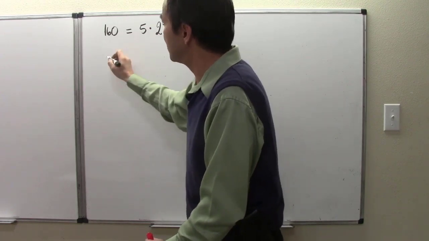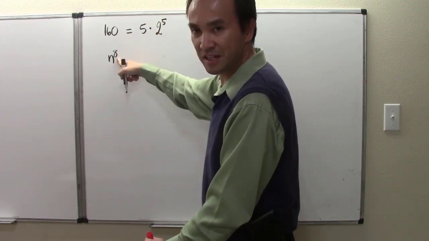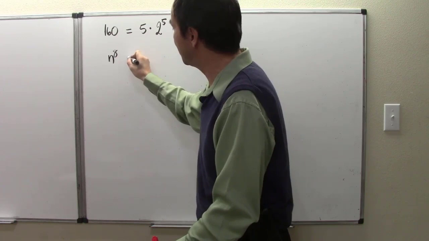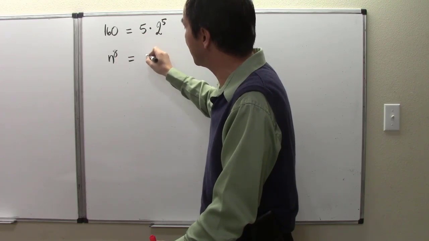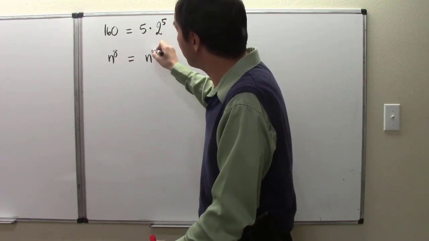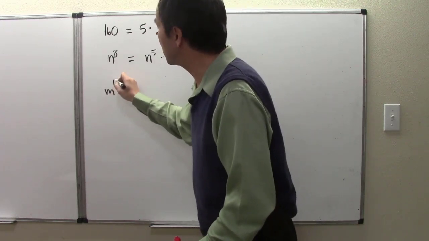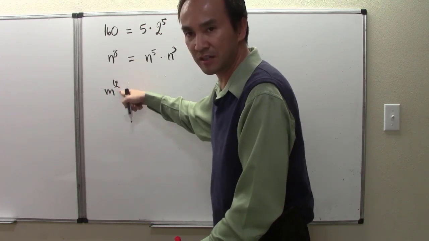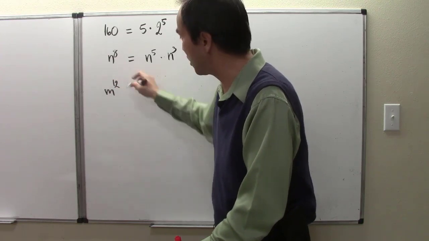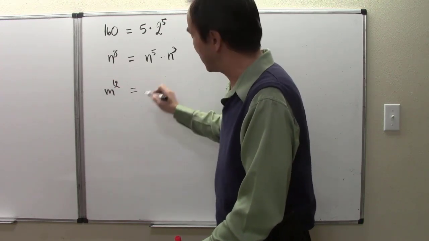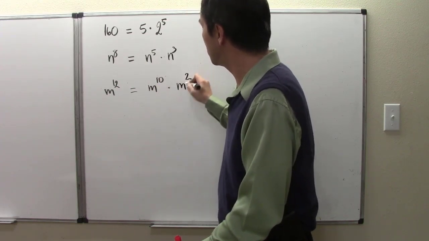so the next part I had n to the 8. This power is not a multiple of 5 clearly, but the largest multiple of 5 less than 8 is going to be 5. So I'm going to re-express that as n to the 5th times n cubed. Okay. The next one, m to the 12. Clearly, this power of the m right here is not a multiple of 5. So the largest multiple of 5 less than 12 will be 10. And so here I'm looking at m to the 10th times m squared.